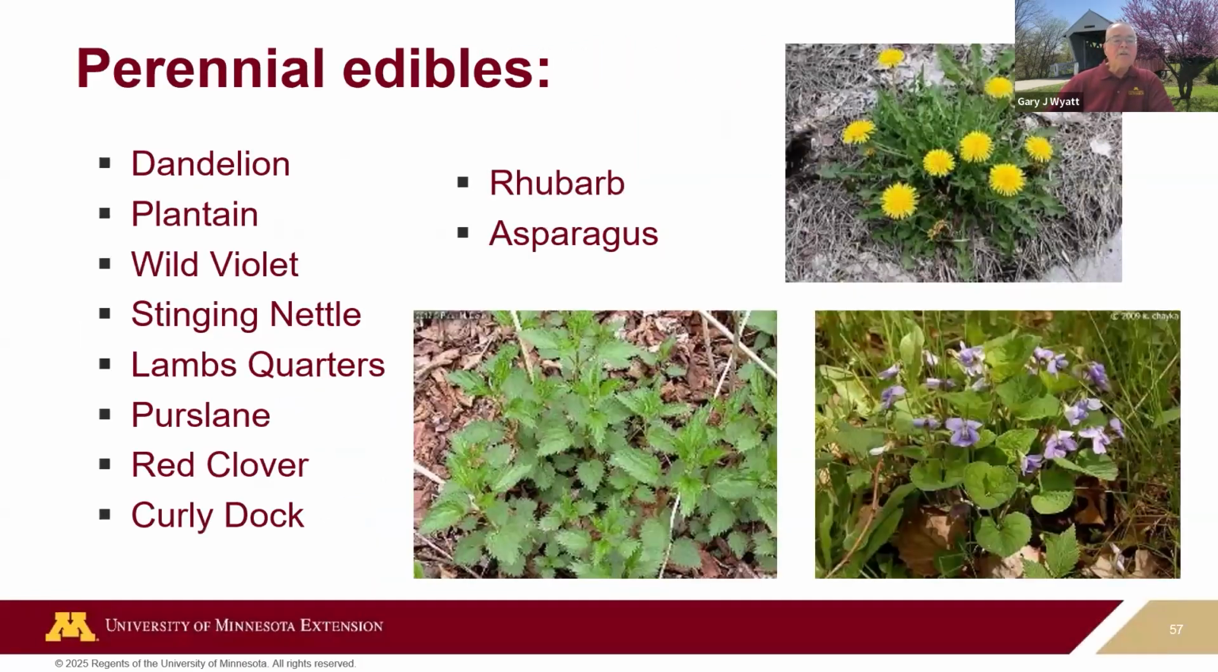So we talked during COVID, we had some Zooms on edibles in your driveway and your backyard. Dandelion, plantain, violets, stinging nettles. I know that doesn't sound real appetizing. And then violets, a lot of lamb's quarter, purslane, red clover, curly dock. Obviously, our perennials are rhubarb and asparagus. But you may want to consider some of these being in a garden that people can try.